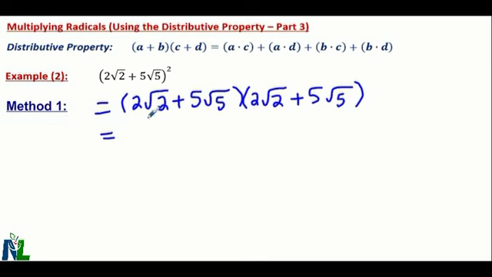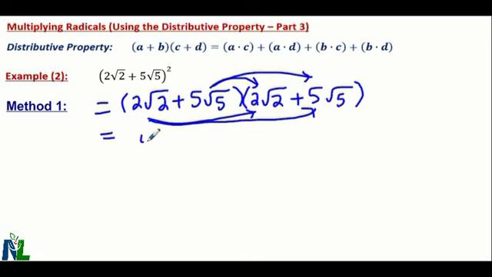I'm going to use arrows now to indicate the order in which I'm going to multiply my mixed radicals together using the distributive property. Now, when I multiply, the number gets multiplied by the number and the root by the root. So 2 times 2 gives me 4, and root 2 times root 2 gives me root 4.